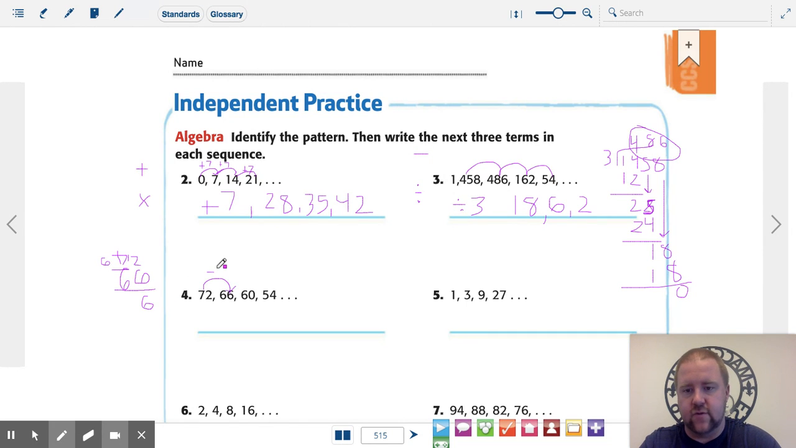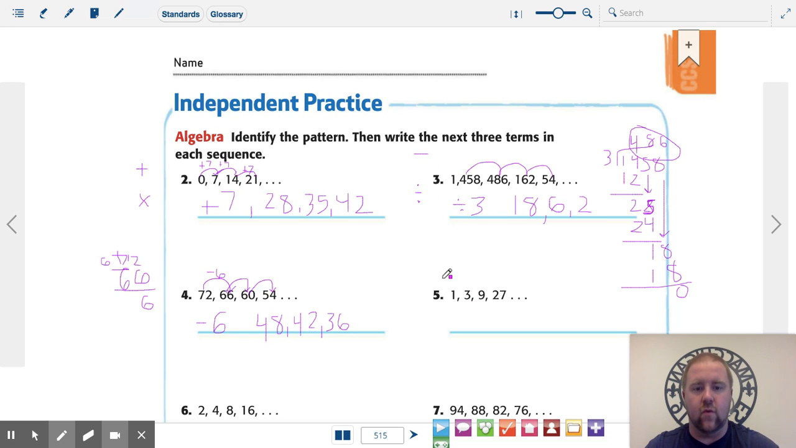So it looks like I'm subtracting 6. Let's find out. 66 minus 6 is 60. 60 minus 6 is 54. So my pattern is minus 6. Then I need to look at the next three terms in the sequence, which means the next three numbers if I keep subtracting 6, which would be 48, 42, and 36. So far we've done an adding, a dividing, a subtracting.